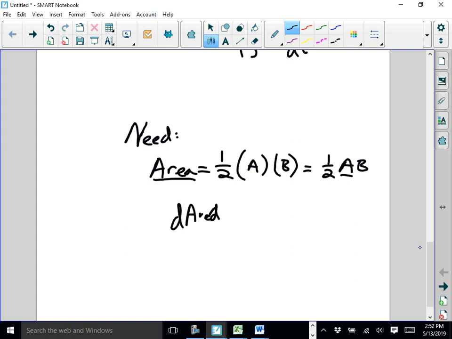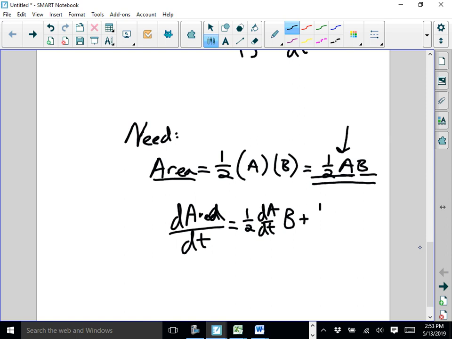Now I have to derive this thing. Well, I have function times function, so I know this is product rule. So I do the derivative of the first term. I'm going to call the first term half A, and I'm going to call the second term B. The derivative of half A is half dA dt. That's the derivative of the first, times the second, plus the first, half A, times the derivative of the second, dB dt.